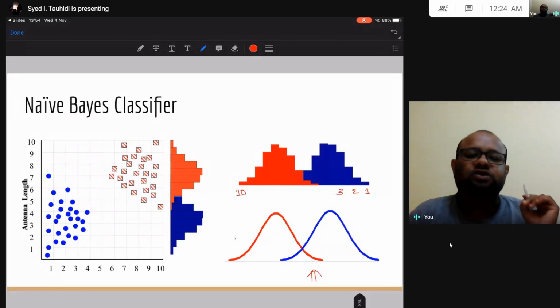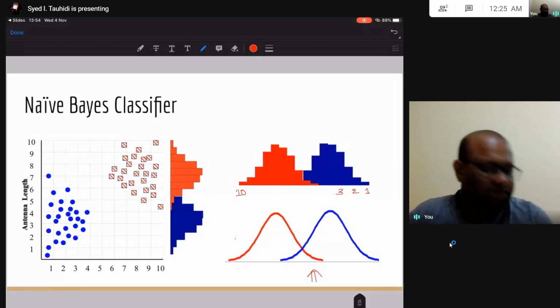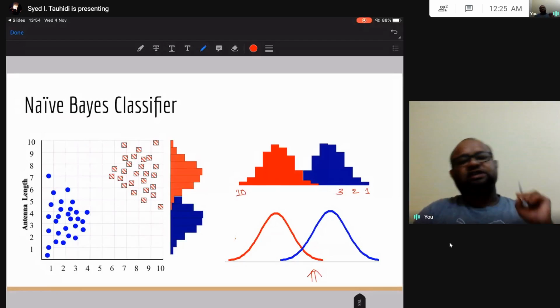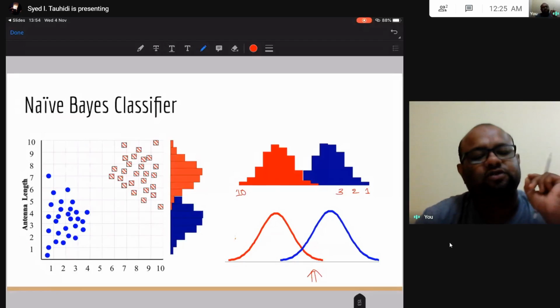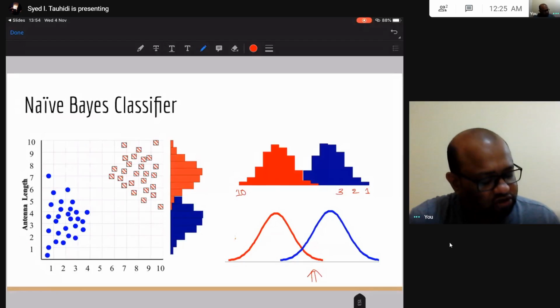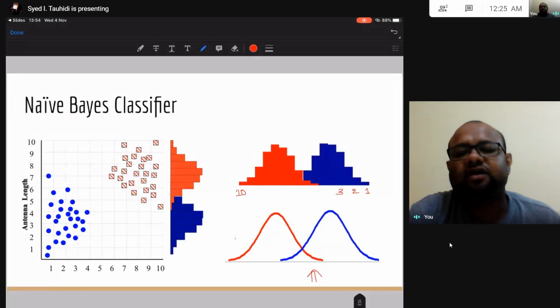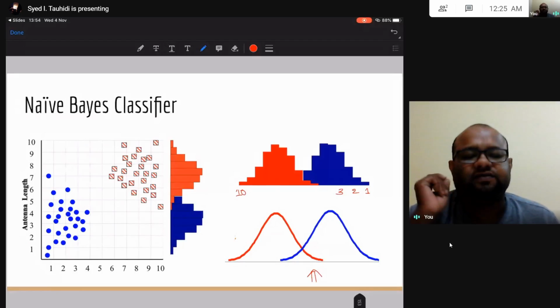Now we are going to use this normal curve. What is the normal curve? This gives us the probability distribution. The normal curve gives us the Gaussian distribution, right? So this curve is giving us the probability distribution. We are going to use probability, so let us go ahead and use this normal curve to make a classification.